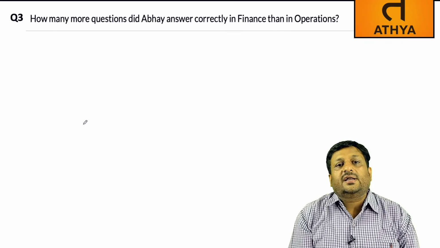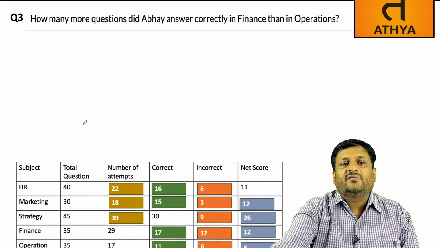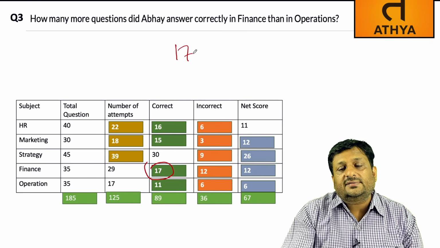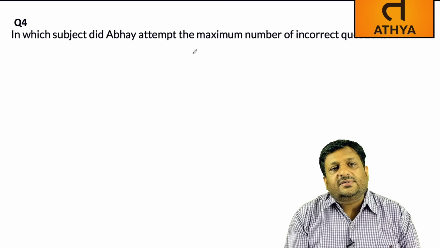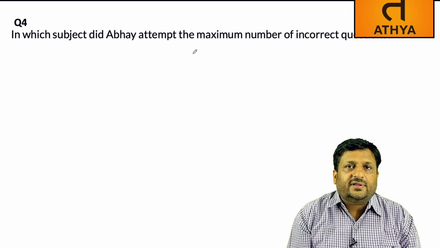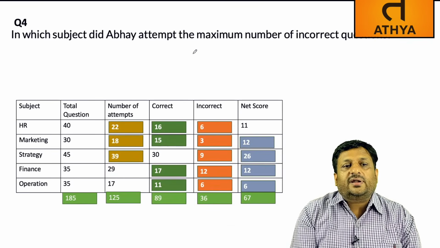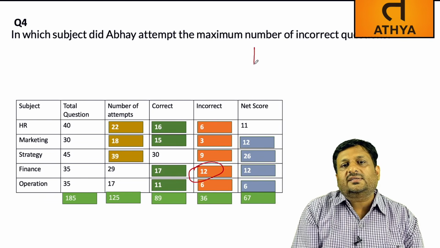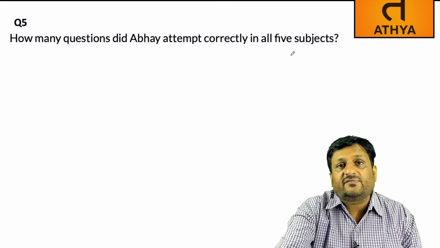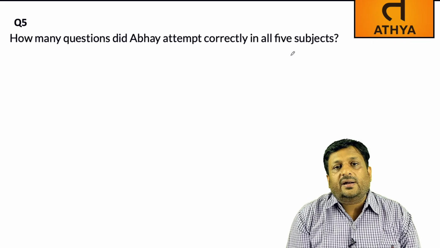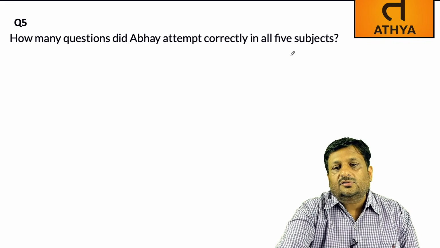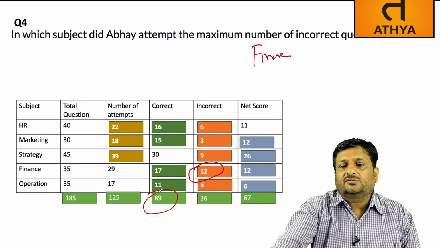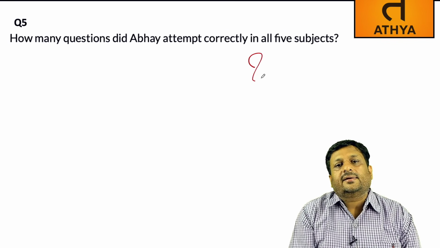Now, how many questions did Abhay answer correctly in finance? We can directly answer this question now. 17 were the correct attempts. 17 is the answer. Now, in which subject did Abhay attempt the maximum number of incorrect questions? So the maximum number of incorrect questions Abhay did in, I think, finance. So answer is finance here. And for question number 5, how many questions did Abhay attempt correctly in all the 5 subjects? So total correct is 89. So answer of this question must be 89.